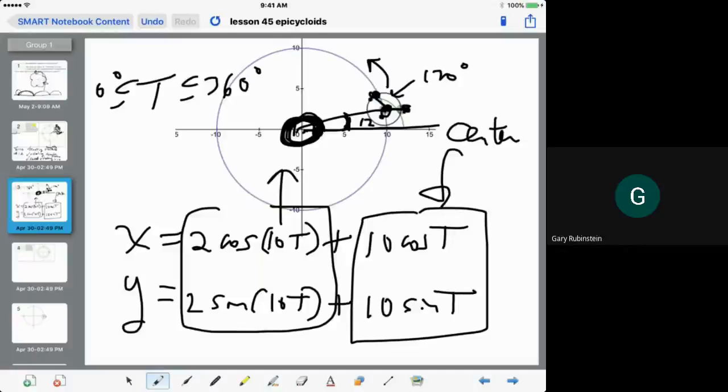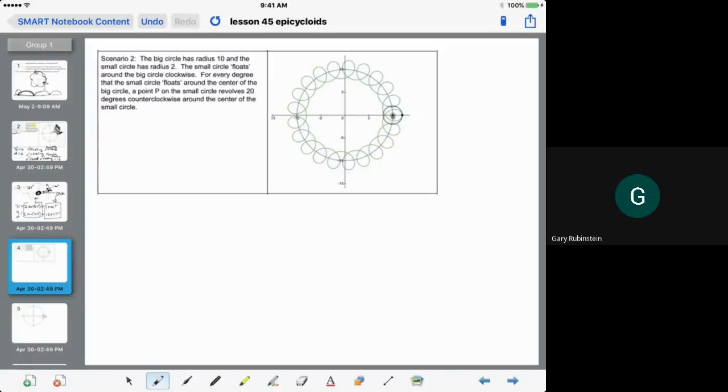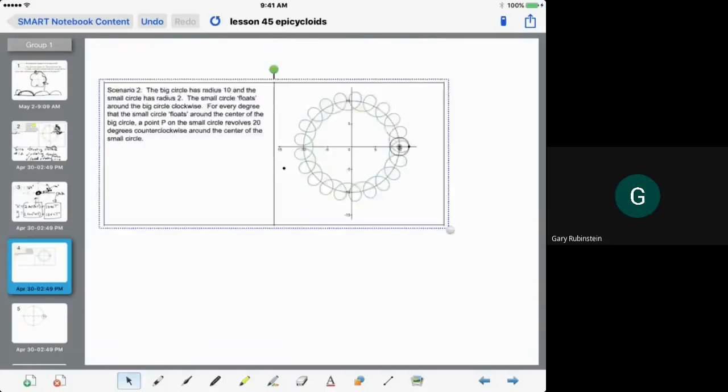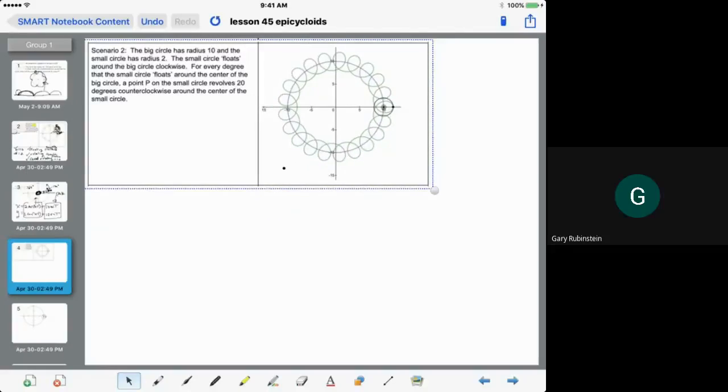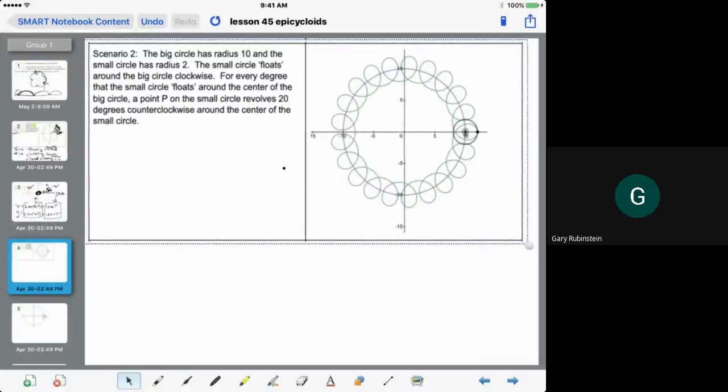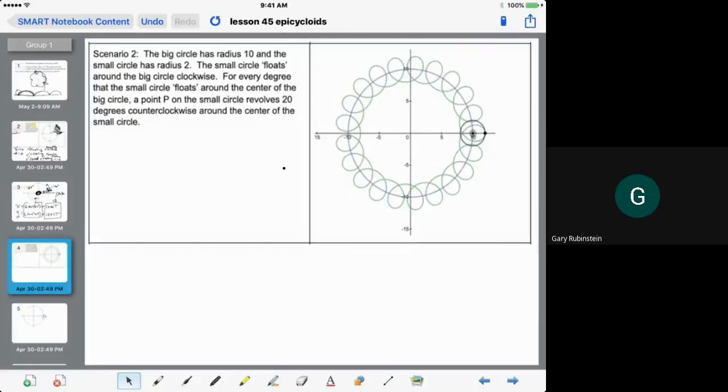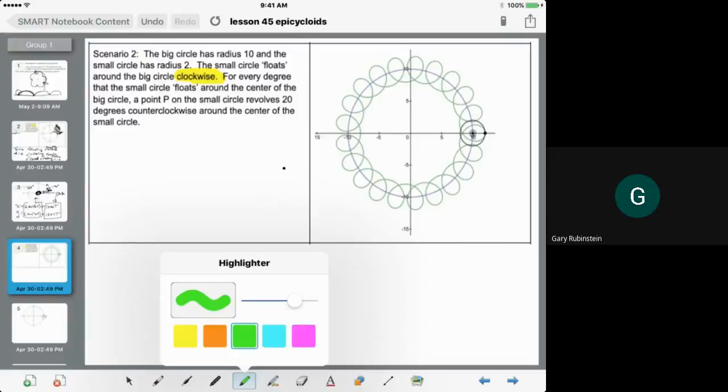Now let's see what you can do with the second scenario. And this one I'm going to try again, but I'm going to try to not distort this if I can. I'll just do my best to not distort it. So this one's a little different. It's only a tiny bit different. There's only one difference, and that is that the circle is floating clockwise while still rotating counterclockwise.